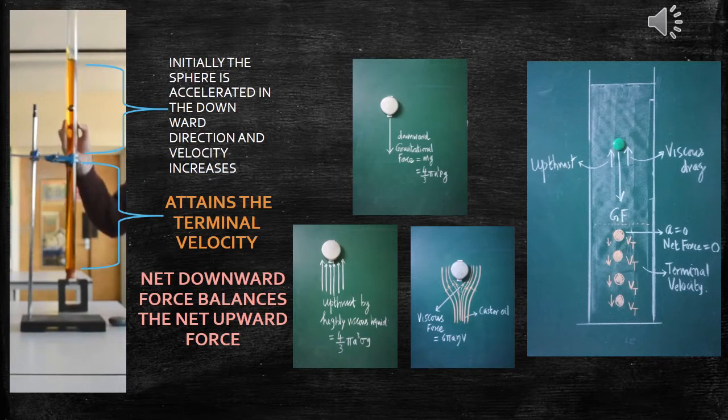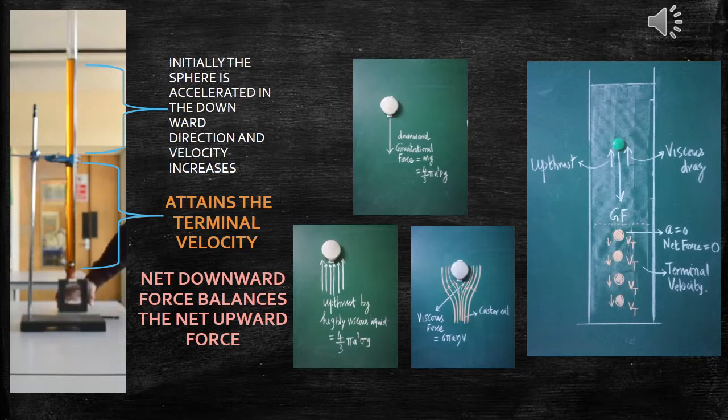When the metallic sphere is dropped, initially the sphere is accelerated, and a downward gravitational force is acting on the sphere. When the velocity increases, there will be an upward force due to the liquid acting in the upward direction. When the downward force is increasing, the upthrust also starts increasing.